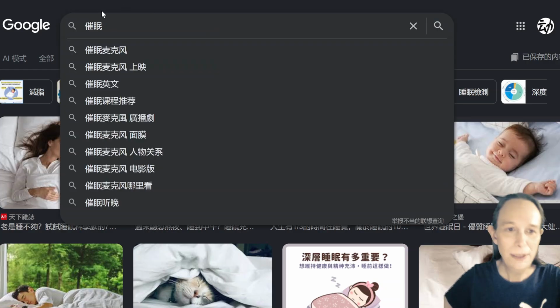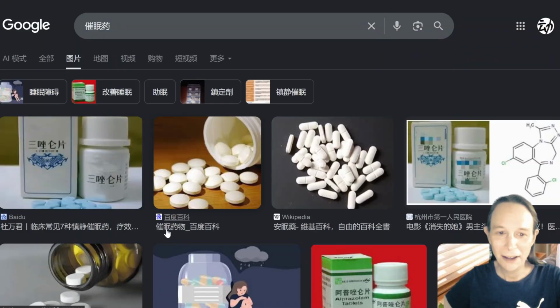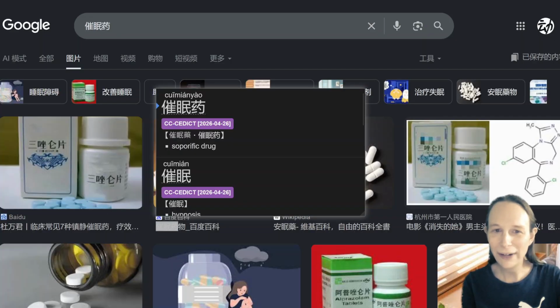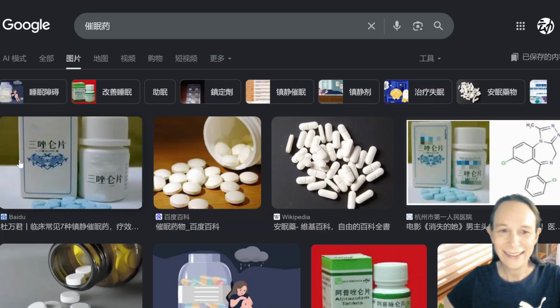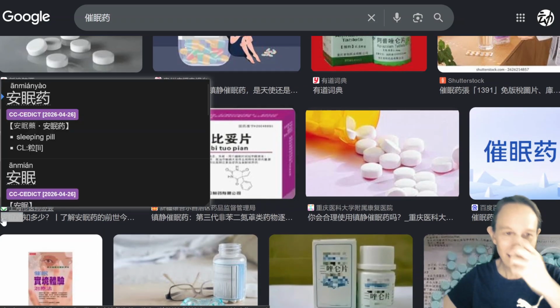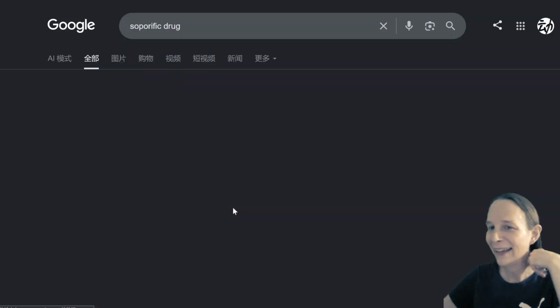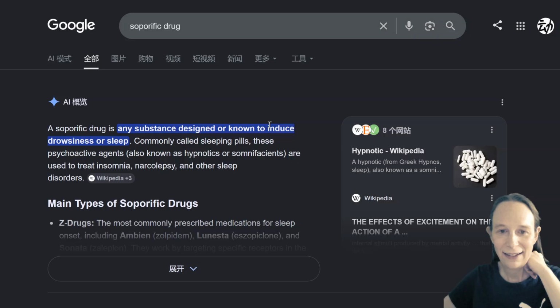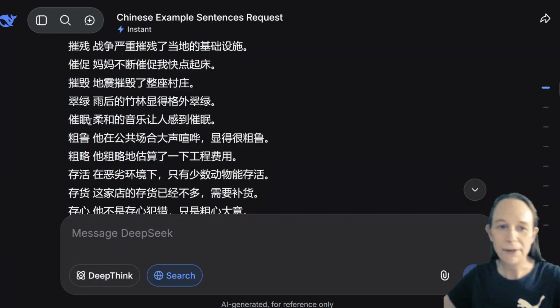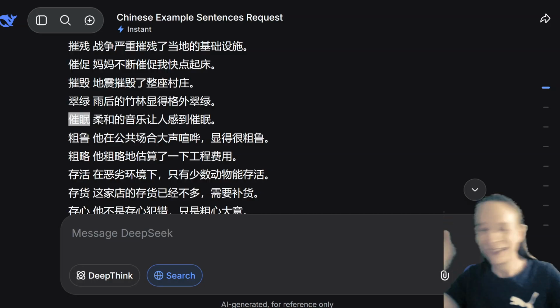Before we do this, 催眠药. So medicine that causes sleep. Sleeping pill. Oh, and 安眠药. Sleeping pill. Are they the same thing? Actually, I'm not sure. Now I'm kind of curious. Induce drowsiness or sleep? Or sleeping pills. Anyway, 催眠药. 催眠. Okay, so this is to cause drowsiness, right? 催眠.